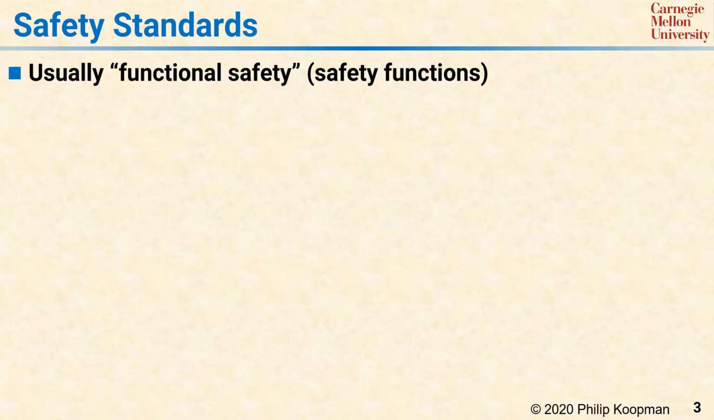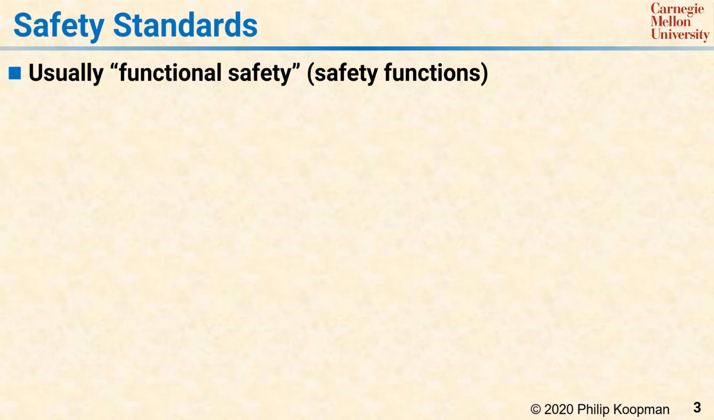Historically, the idea was that there would be a separate safety mechanism that, for example, performed a system shutdown in the event of an unsafe situation. That shutdown system would be the safety function. So the starting point for functional safety is that there are separate safety functions that can be activated to bring the system to a safe state.